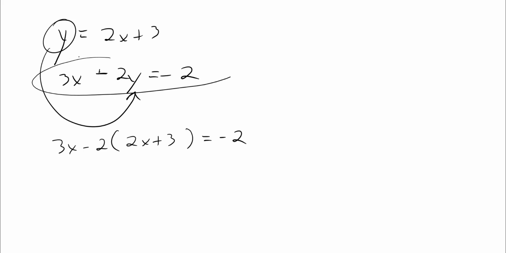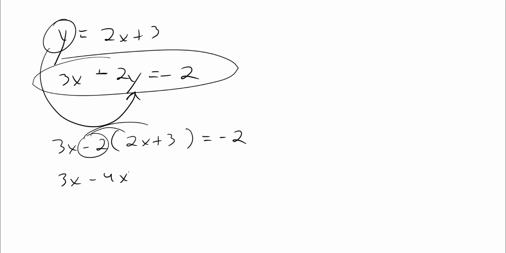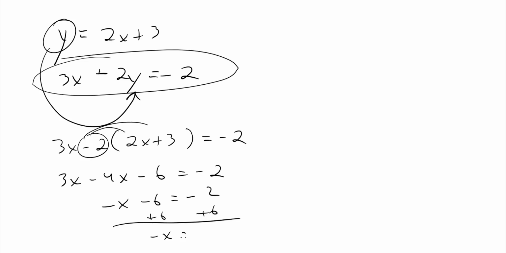Right, so this is what that equation is with the y substituted in for 2x plus 3. All right, so let's distribute that negative 2. Don't forget, it's negative 2, so it's negative 4x, and then minus 6 equals negative 2. So 3x minus 4x is negative x, minus 6 equals negative 2. Add 6 to both sides. Negative x equals 4, and divide by negative 1. So x equals negative 4.